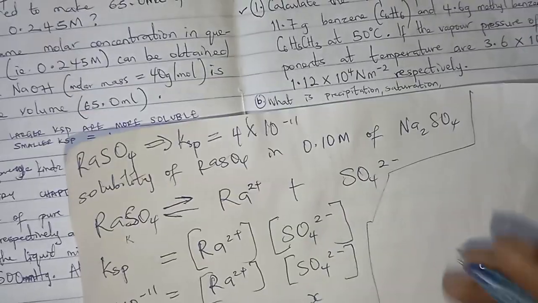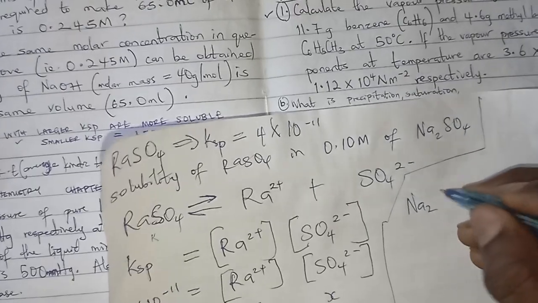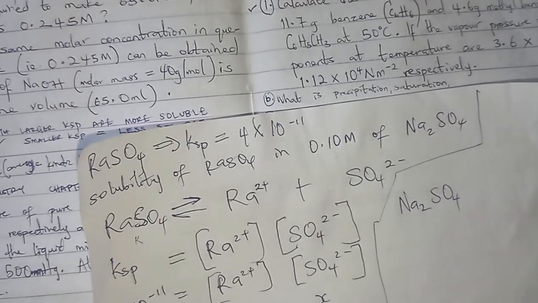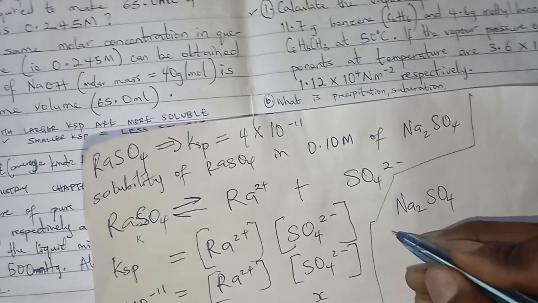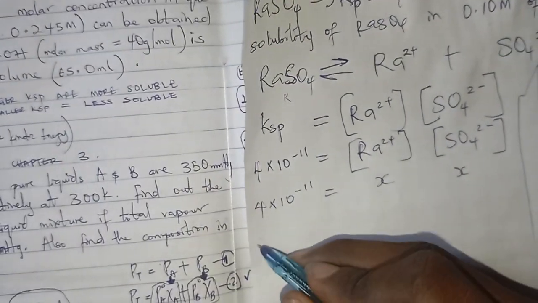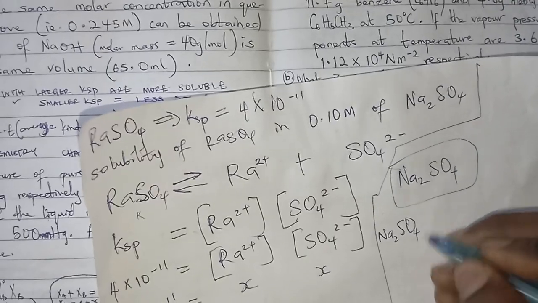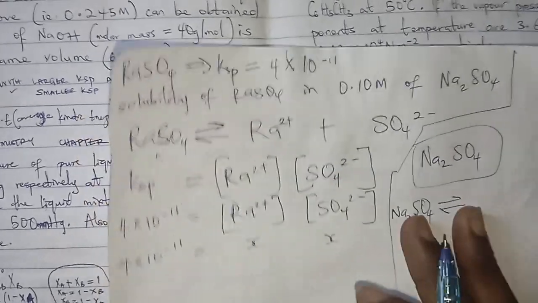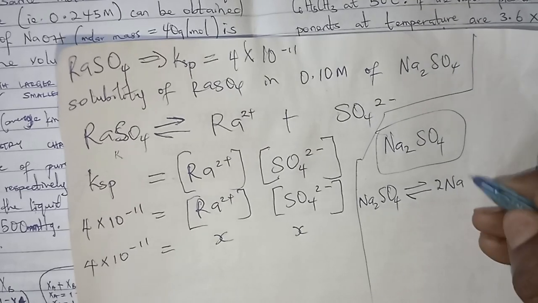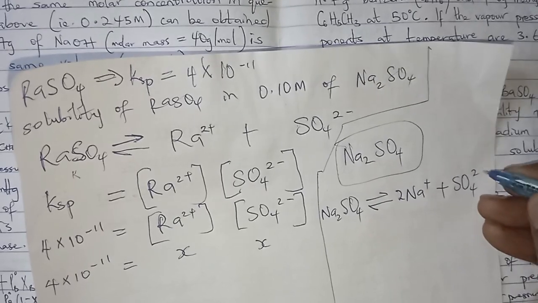to find its solubility inside Na2SO4. Okay, let me just solve it differently. Na2SO4 should give me in the solution 2Na+ sodium, then plus SO4 2-.